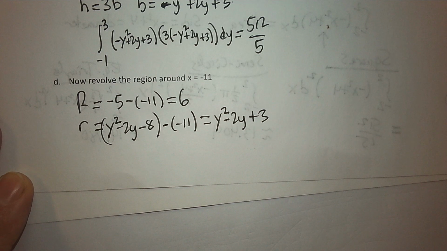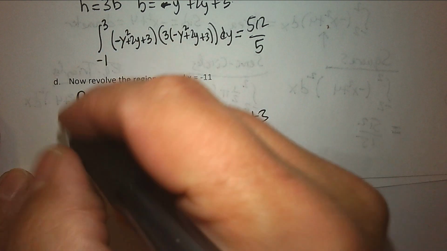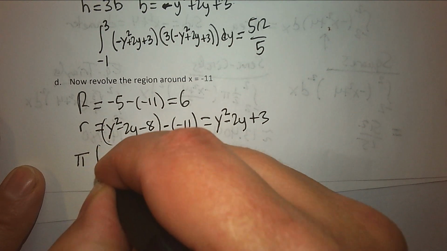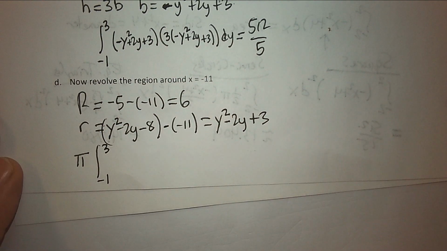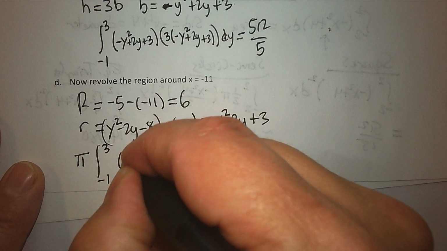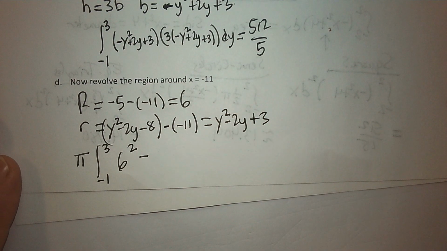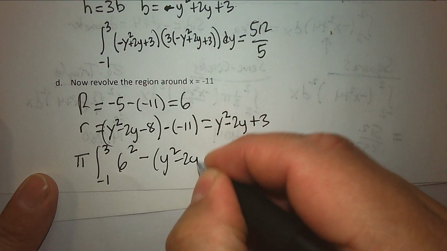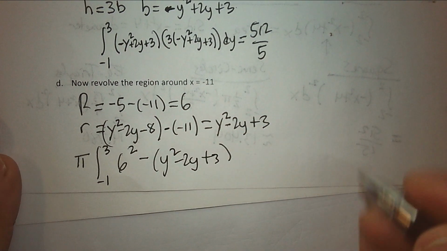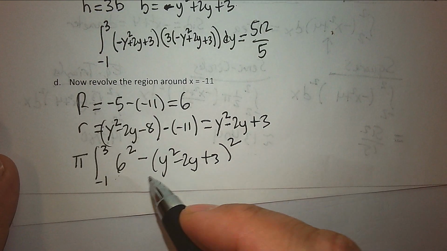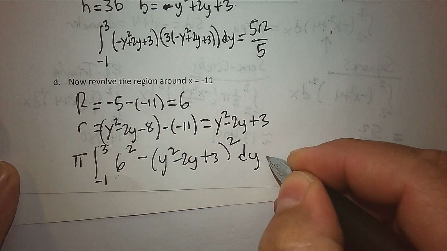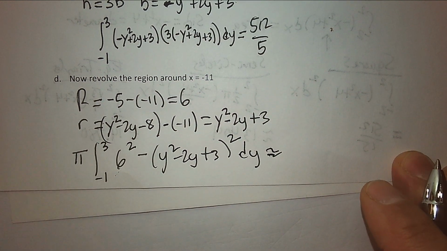Now, what's the setup going to look like? We're revolving, right? So what shape is that? A circle. There's 2 radiuses. So what are we going to start with? Pi. I'm integrating from -1 to, what's the big radius? And square it. What's the small radius? Y squared minus 2y plus 3 and square it. Pi r squared, subtract pi r squared. Now use your calculator. What is the volume?